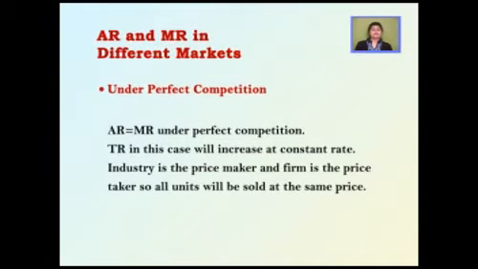Now TR, in this case, you all can judge that TR will increase only at a constant rate because MR is not changing. So TR will be an upward rising straight line. When AR and MR are less elastic, it implies which market? Yes, it implies monopoly. The various features of the monopolistic market situation are one seller and a large number of buyers.